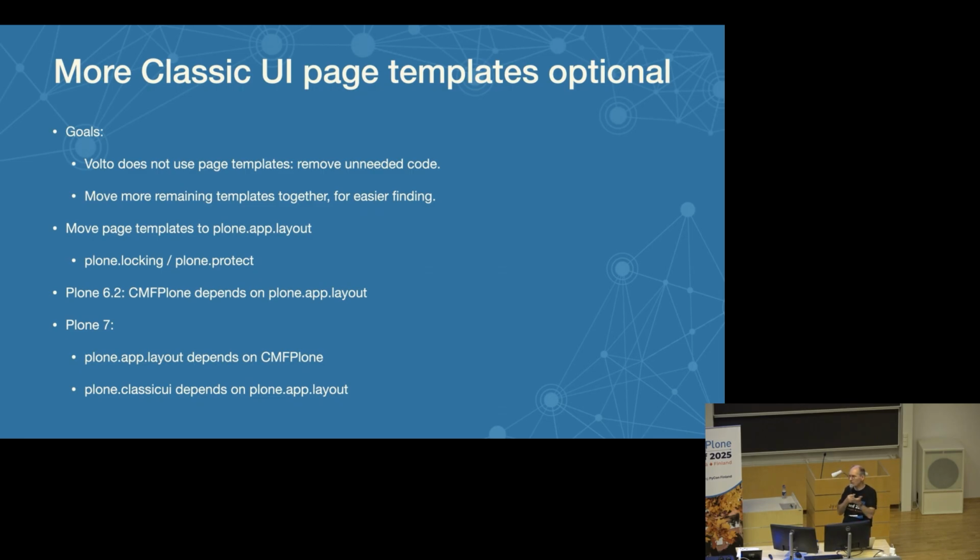Then you would have Plone Classic UI that would pull in Plone Up Layout. I think, for example, Plone REST API also uses something from Plone Up Layout, so we need to move some stuff there and be careful that we don't break too many things. In Plone 7, it's possible to break some things, but we don't want to force too many changes upon people. We'll be careful with that.